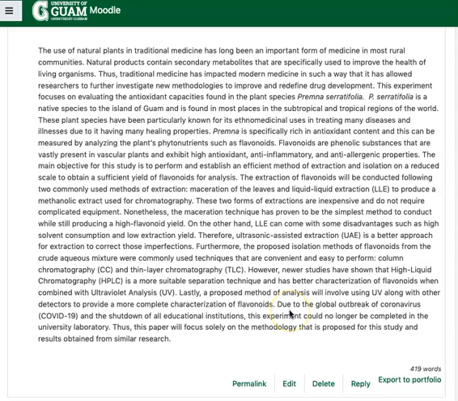And also, due to the global outbreak, this experiment could no longer be continued. So thus your paper will focus on the methodology that is proposed in this study and the results obtained. So in other words, you really need to expand a little bit further in the statement here, because what you're saying is already probably done here, but you need to clarify that.